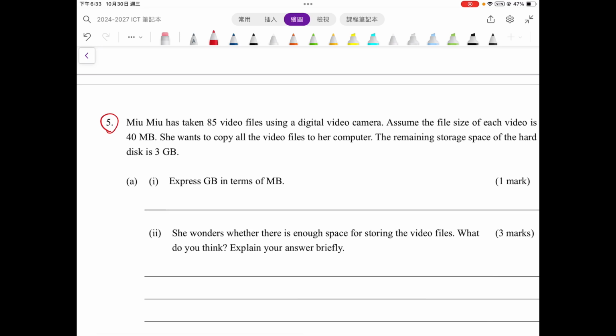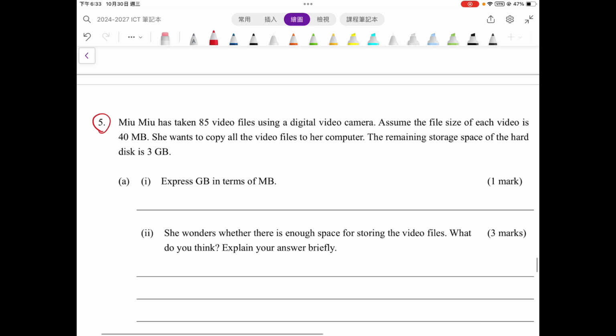So we will go to the next question, question 5, a calculation of different kinds of units. So let's read the question. Miu has taken 85 video files using a digital video camera. Assume the file size of each video is 40 megabytes. She wants to copy all the video files to her computer. The remaining storage space of the hard disk is 3 gigabytes. So first of all, express gigabytes in terms of megabytes.